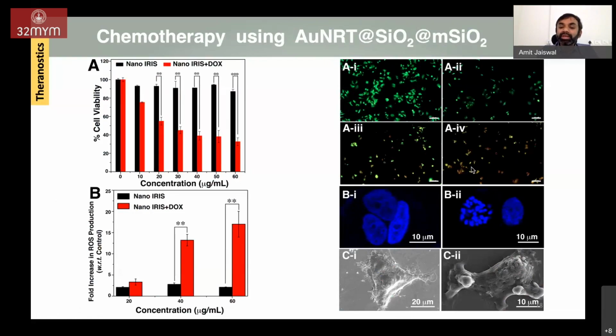And also here, by staining the nucleus of the cells, we can see chromatin condensation in the treated sample as well as fragmentation. And here figure C shows the SEM image of a normal cell and a treated cell. We can see the formation of apoptotic bodies in the case of the treated cells, demonstrating that the nanoparticle loaded with the drug induced apoptosis in the cells, leading to cell death.